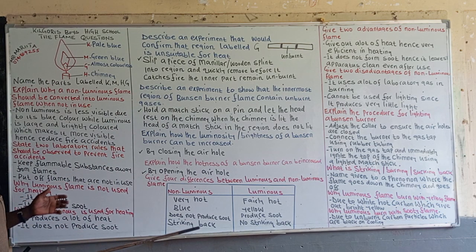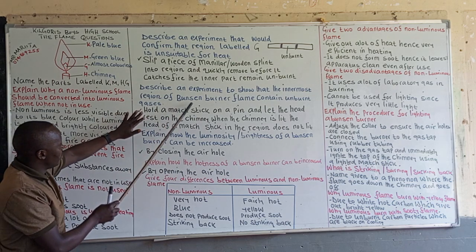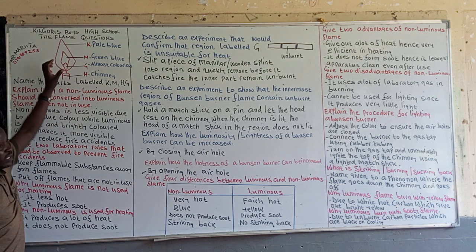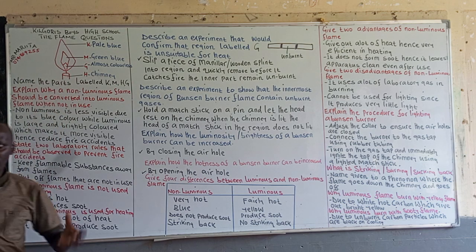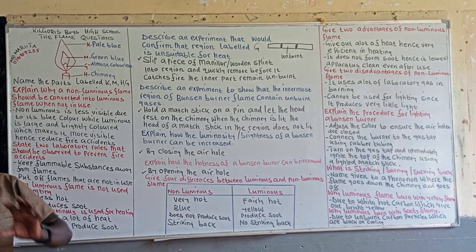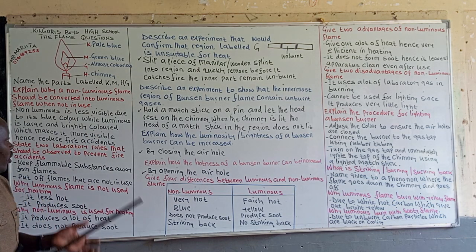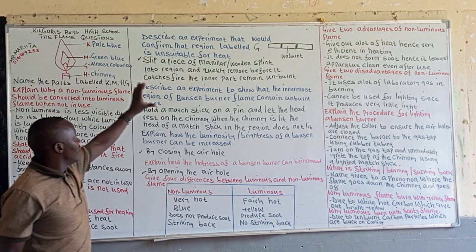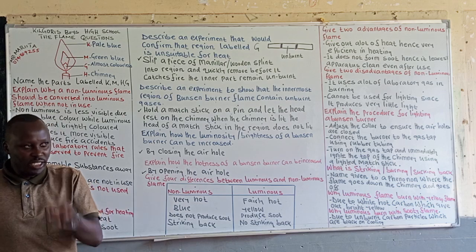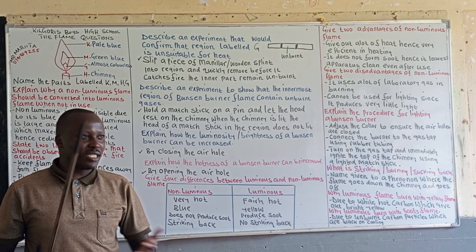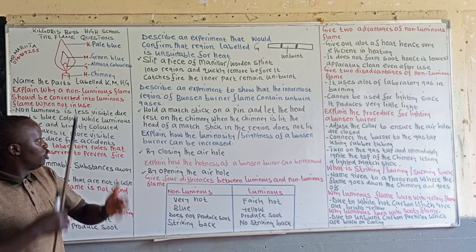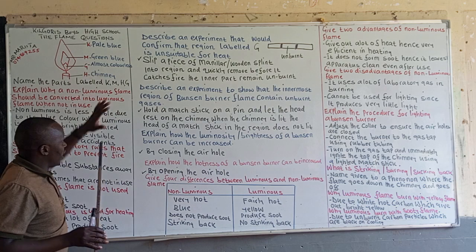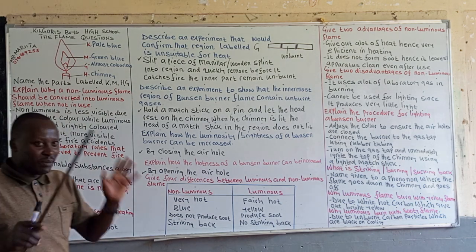Describe an experiment to show the innermost region of a Bunsen flame contains unburnt gases. So you are also describing this part, the innermost part. How do you describe that the innermost part of that flame contains unburnt gases? Remember the first case we were describing an experiment to show that that part is unsuitable for heating because it contains unburnt gases. Now describe another experiment to show that the innermost part of that flame contains unburnt gases.